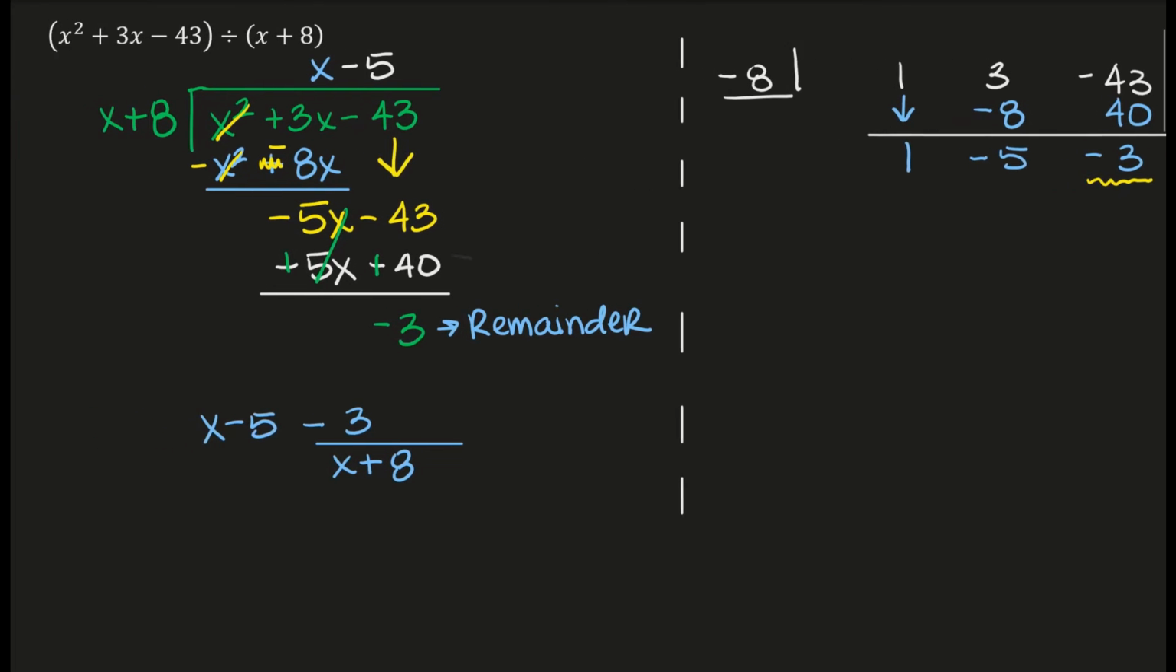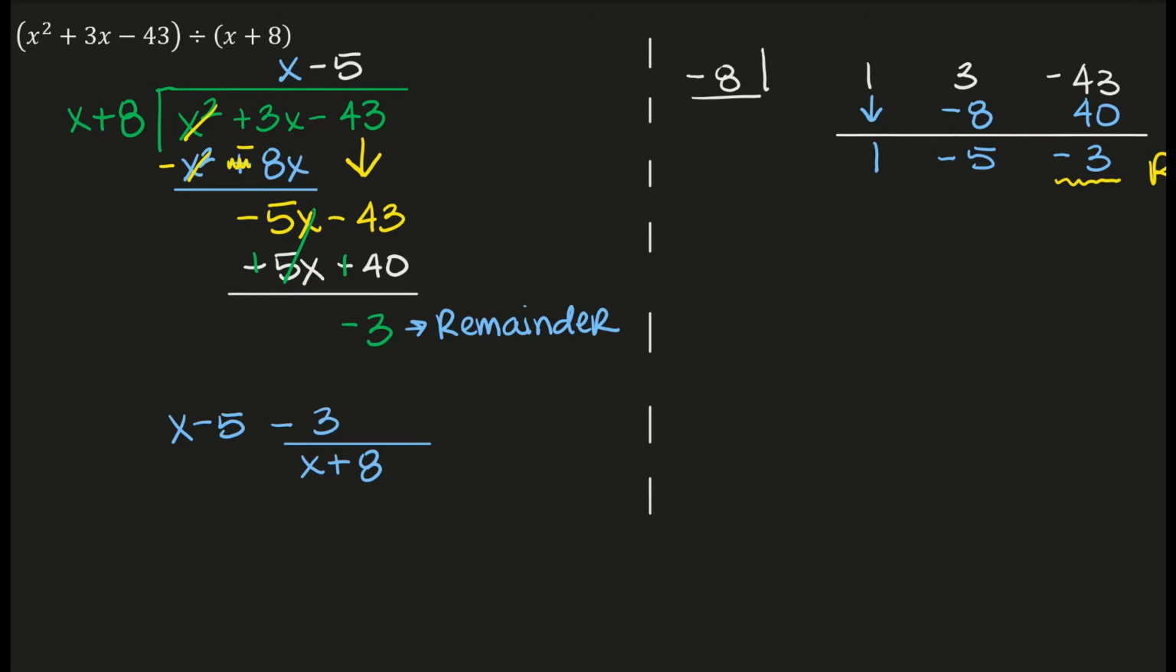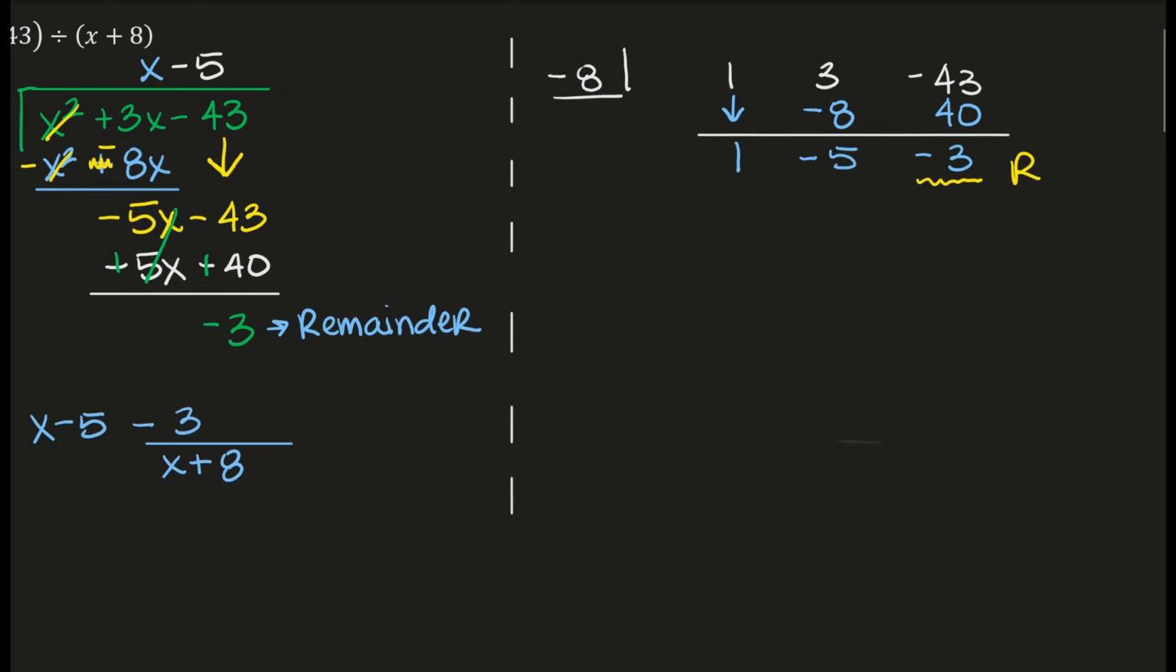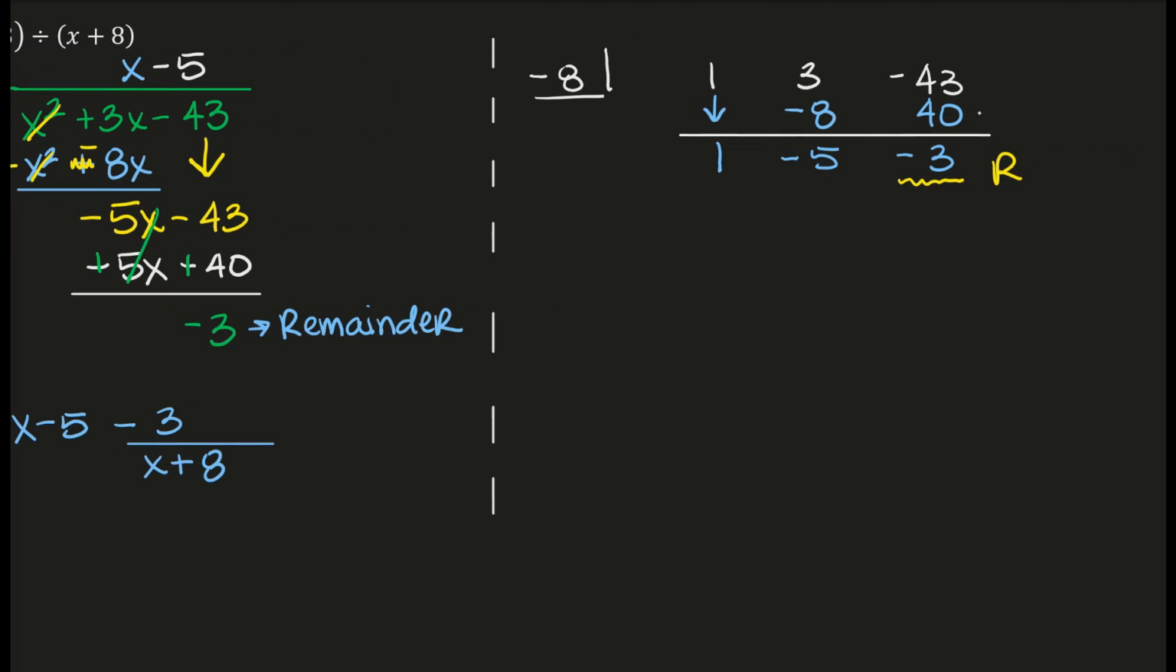So since this started with an x squared here, this 1 is going to have a coefficient of x, and the 5 is going to be the constant. So here I'm going to have an x minus 5 with the remainder of negative 3. So that remainder, negative 3, would go over what I was dividing by, x plus 8.